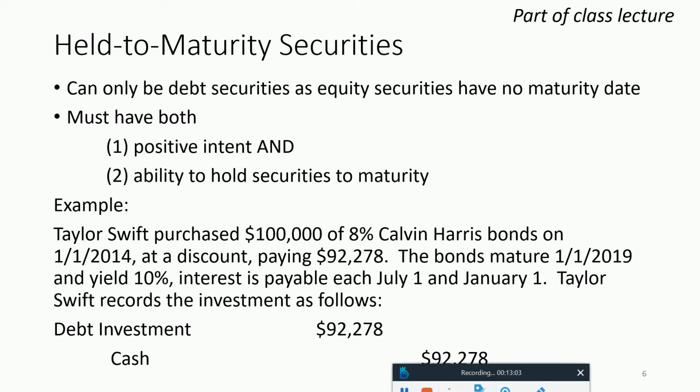So back in week 1, we would have recorded this entry from the perspective of Calvin Harris, right? Calvin Harris was getting cash. Calvin Harris was reporting a liability on the balance sheet. But in this week, we're looking at it from the opposite side. We're looking at it from Taylor's side, as she's paying out cash, and what she's getting in return is an investment, an asset that's going on the balance sheet. So she is going to record a debit to debt investment for $92,278, and she is going to credit cash for the same amount.